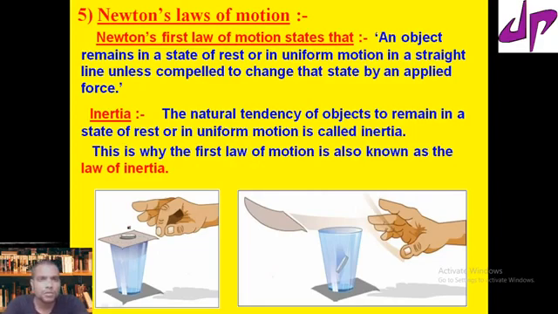So the first law, Newton's first law of motion, states that an object remains in a state of rest or in uniform motion in a straight line unless compelled to change that state by an applied force. It's a statement. Try to understand it carefully. An object remains in a state of rest or uniform motion. Let's understand that first.